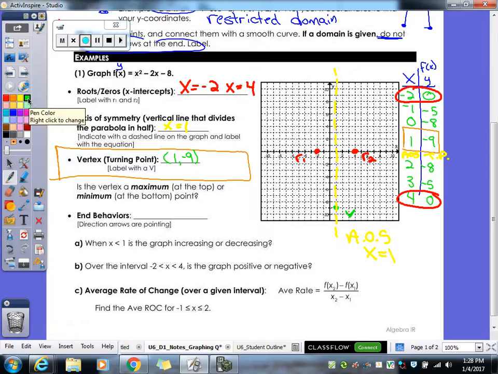We graphed the first one already, -1, -5. 0, -8. Now, some people say, oh, this one here is 1 away from that line of axis of symmetry, so I'll just go 1 on the other side. This one is 2 away from the line, so I'll go 2 on the other side. You can do that, or you can just do every point. -1, -5, 0, -8, 2, -8, 3, -5, and just make a smooth curve and arrows on both sides.